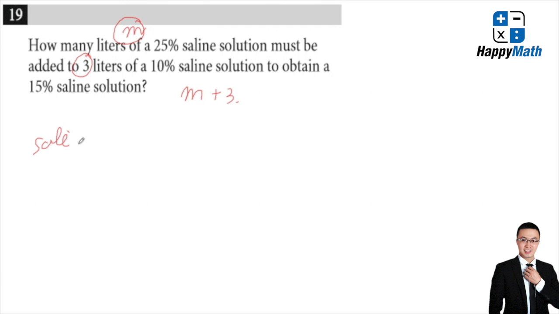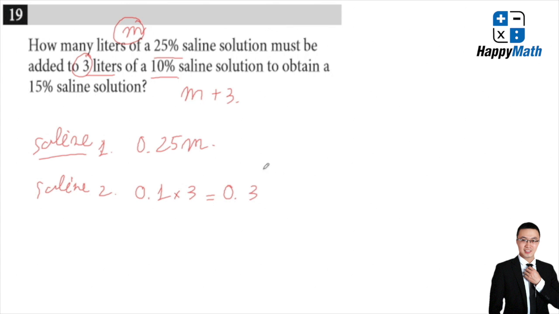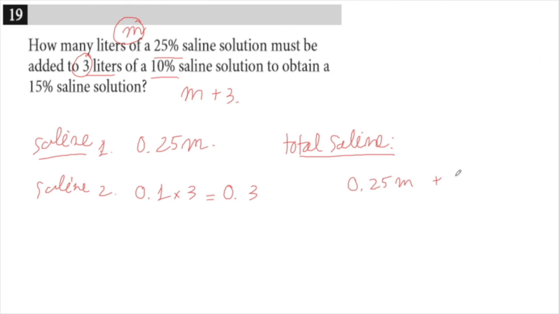So I will find the salt of the first solution, which will be 0.25 times m. And the second one, the volume is 3 liters, and the percent here is 10, so 0.1 times 3 equals 0.3. And the total of the salt, you will get 0.25m plus 0.3. And you want to obtain the 15% salt solution.